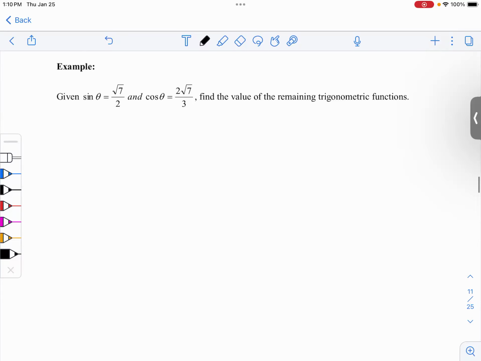All right, so along those lines, by being told that sine is √7/2 and cosine is 2√7/3, I can find the remaining trigonometric functions using all that reciprocal identity stuff. So let's start with the easy ones. Cosecant of theta, which is 1/sine. And secant of theta is 1/cosine.